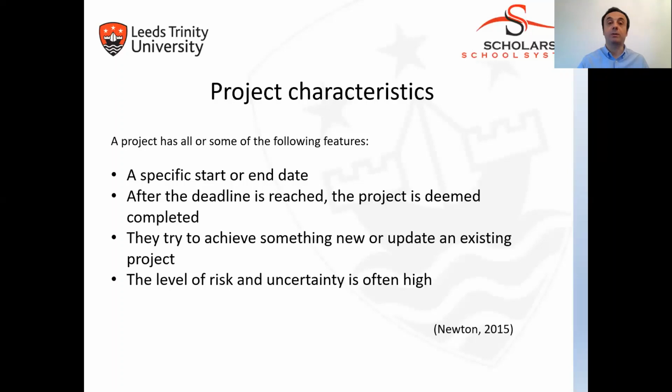It might be a new product, it might be a new process, it might be a new organization, it might be a new technology, it might be a new approach. So something new is trying to be achieved by the project management and the project process. So in a project, of course, at the beginning you have a purpose to achieve, but the level of the risk and uncertainty is often high in a project process.